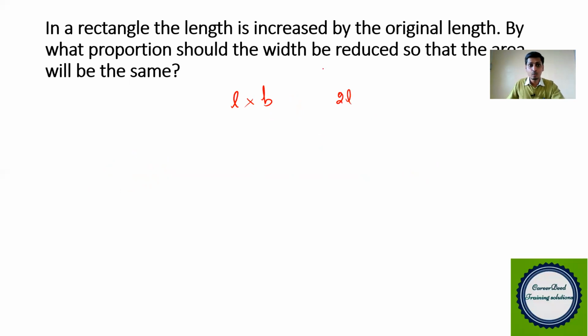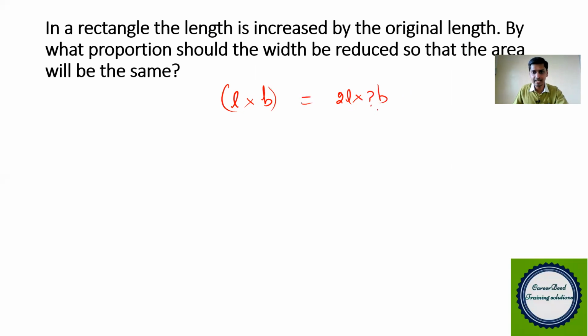Now they are asking by what proportion should the width be reduced so that the area will be the same. So you have to reduce this breadth so that the area will be the same. You can use the formula, or we have a shortcut. So we can use numbers instead of length and instead of breadth. Length into breadth is the original area. After increasing the length, it has to be the same area. For that, how much breadth do you have to decrease? So this is what they are asking. Now cancel this, you will get the answer. Breadth and breadth cancel, length and length cancel.